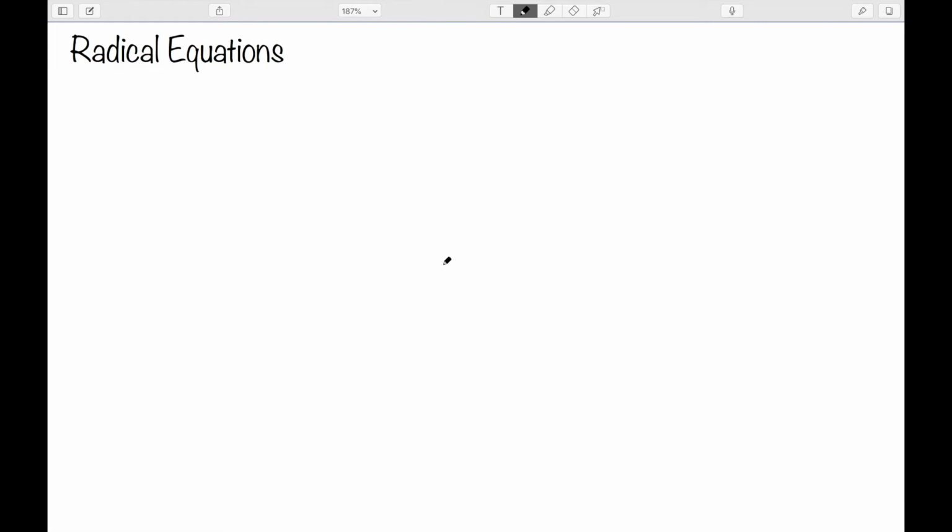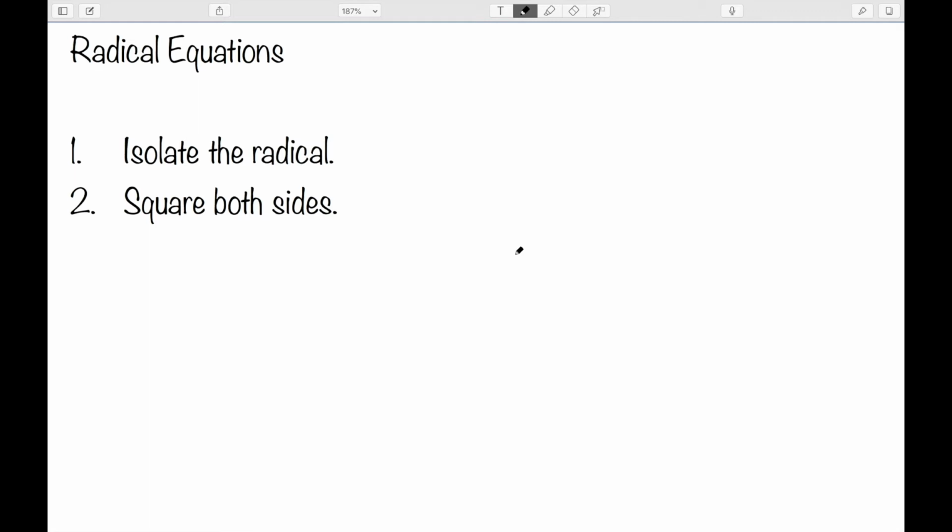In this video, I want to look at how to solve radical equations. These are equations containing a square root that has the variable underneath the square root. The first step in solving a radical equation is to isolate the radical. We want our square root on one side by itself.